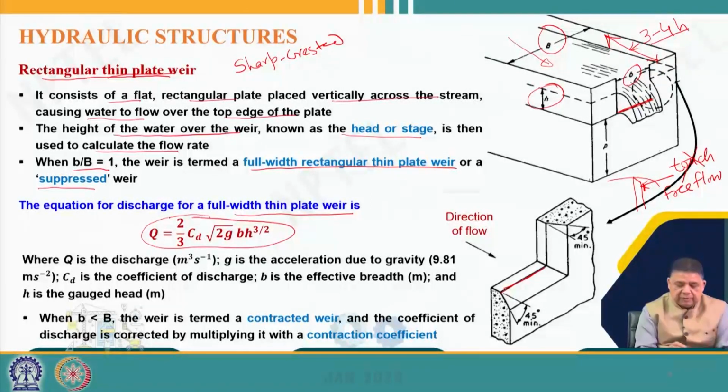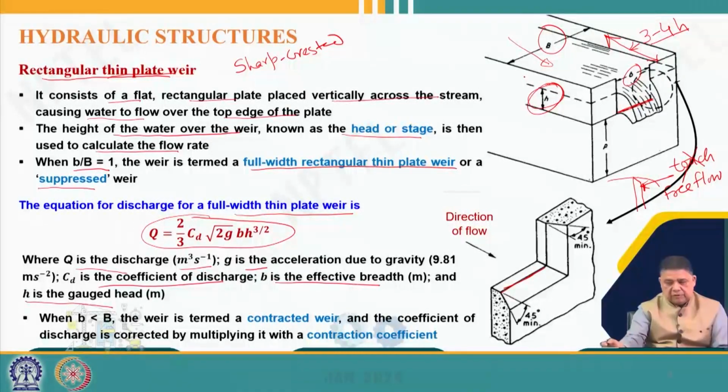If it is a full width thin plate weir, then the discharge can be calculated using this relationship, where Q is the discharge in cubic meter per second, g is the acceleration due to gravity, Cd is the coefficient of discharge, b is the effective width, which, if b by B is 1, is equal to B, and H is the gauged head. So, we have to gauge the head here. As we discussed, the stage or head is gauged at a distance of about 3 to 4 times H itself.